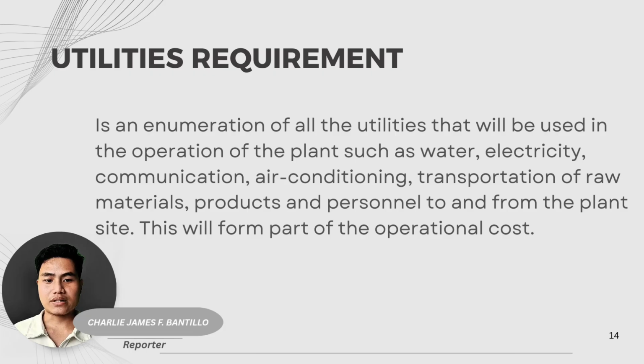First is utility requirements. Utility requirements means listing down all the basic services or resources that a plant needs to operate every day. Those are the factory or business site. These are the things that keep the business running and their expenses are included in the operational cost. That includes water, electricity, communication, air conditioning and ventilation, and transporting.